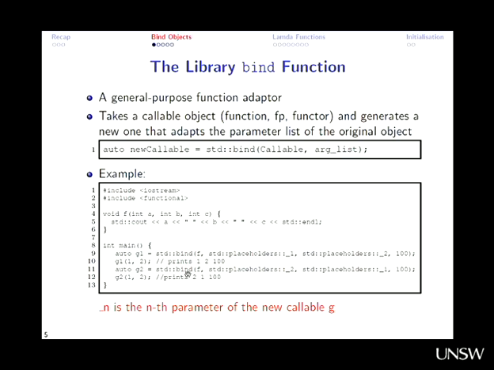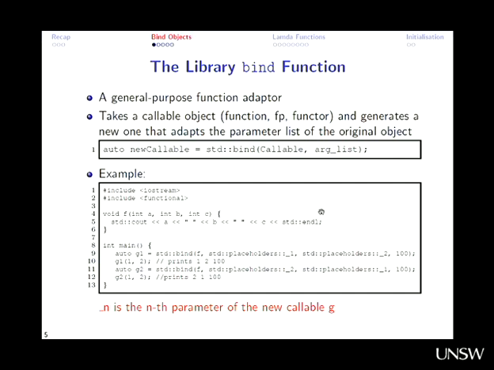On line 11 down here, we've got a second call to bind to create a G2. This has the placeholders swapped around, so 2 and 1 swapped around. Still has 100 at the end of it. So when we call G2 with 1, 2 like that, now it prints out 2, 1 because it's swapped this 2 and this 1 around here. So the second parameter gets passed into A, and the first parameter gets passed into B.